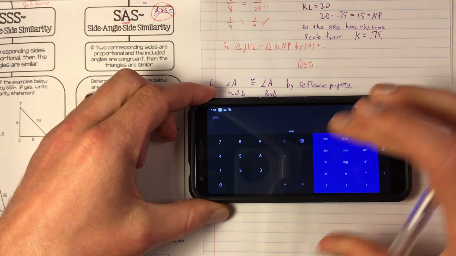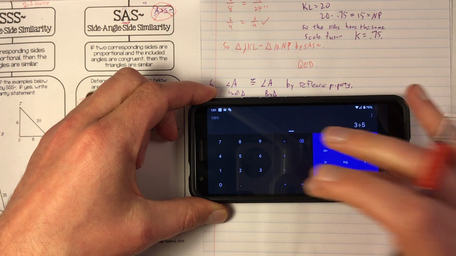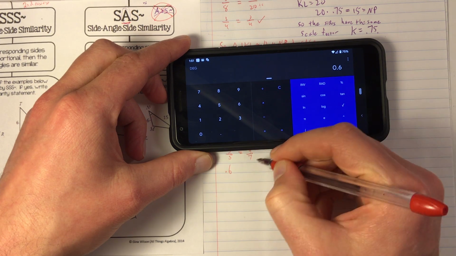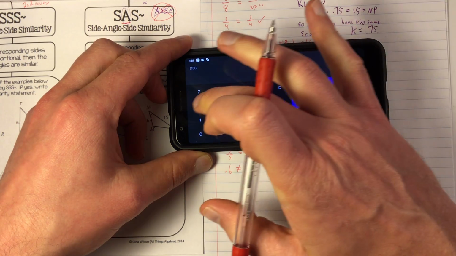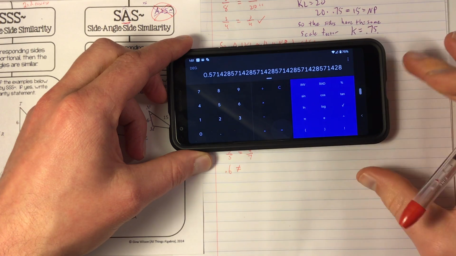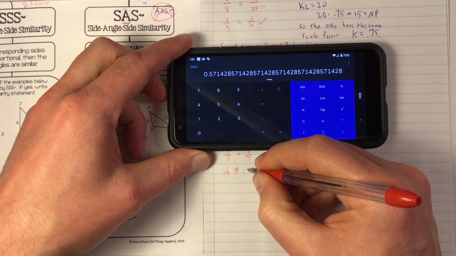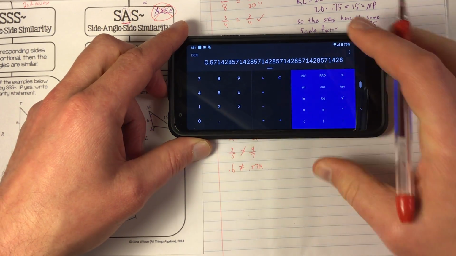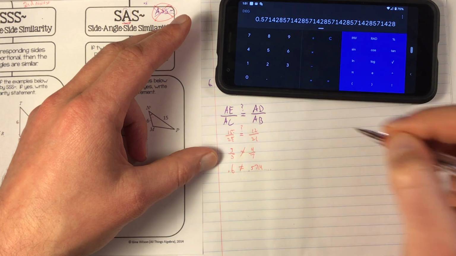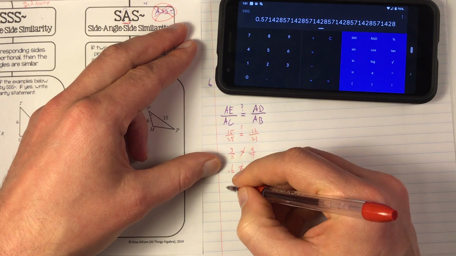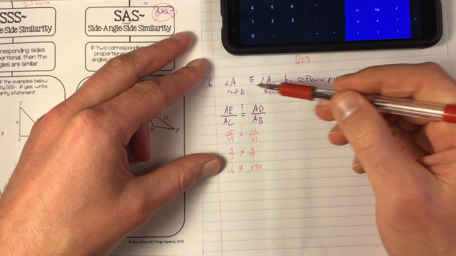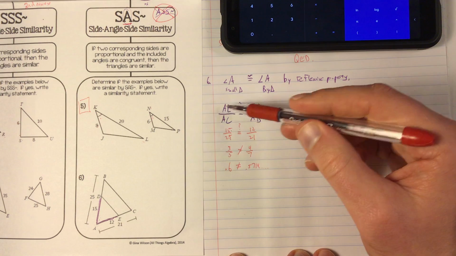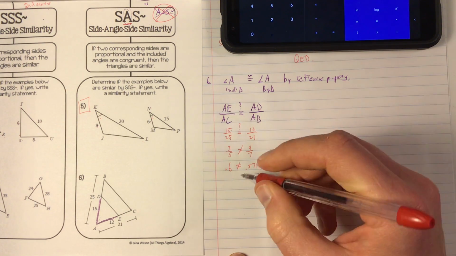Let's check. 3 divided by 5 is 0.6. 4 divided by 7 is 0.5714, and it keeps going. Those are not equal. We were wondering if they were equal, but they are not. So even though you've got a congruent angle, one pair of congruent angles, and then a pair of proportional sides, it doesn't matter if they don't have the same scale factor.